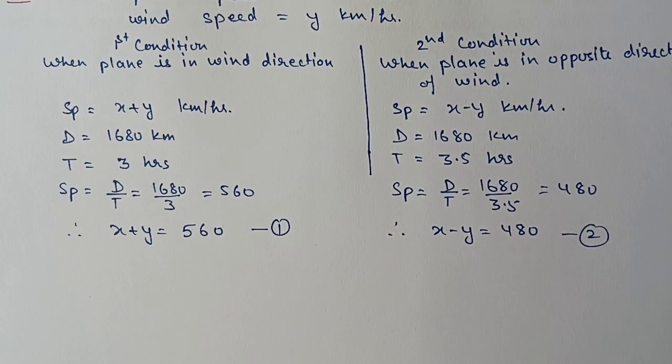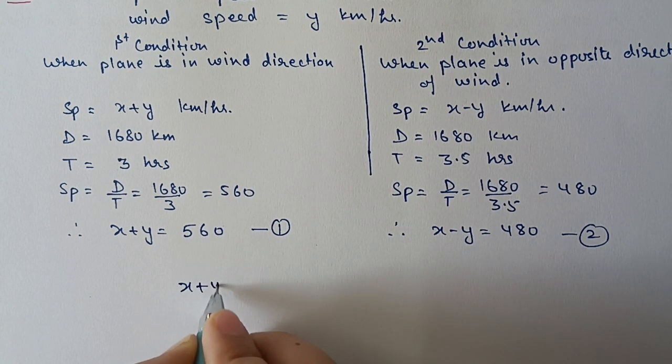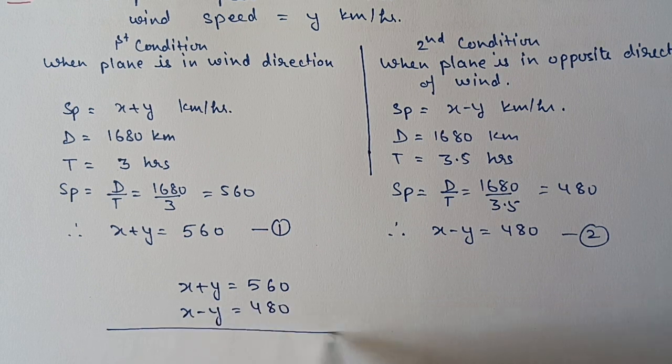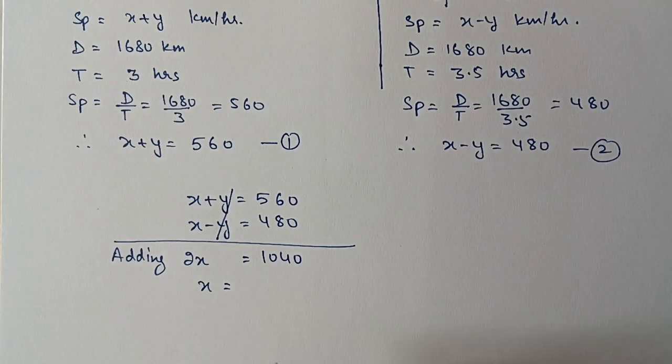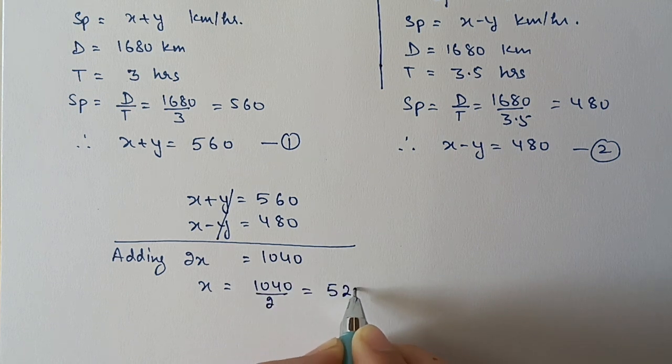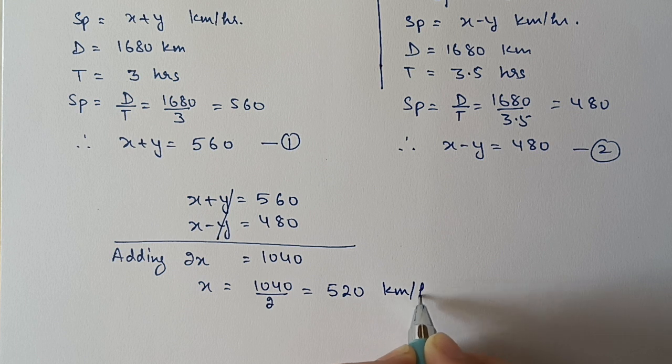Now both the equations we will solve. So we have x plus y is equal to 560, and the second equation x minus y is equal to 480. So we will add these two equations. x plus x will become 2x, y minus y will cancel out, 560 plus 480 will become 1040. So x value will be 1040 by 2, meaning 520 kilometer per hour.